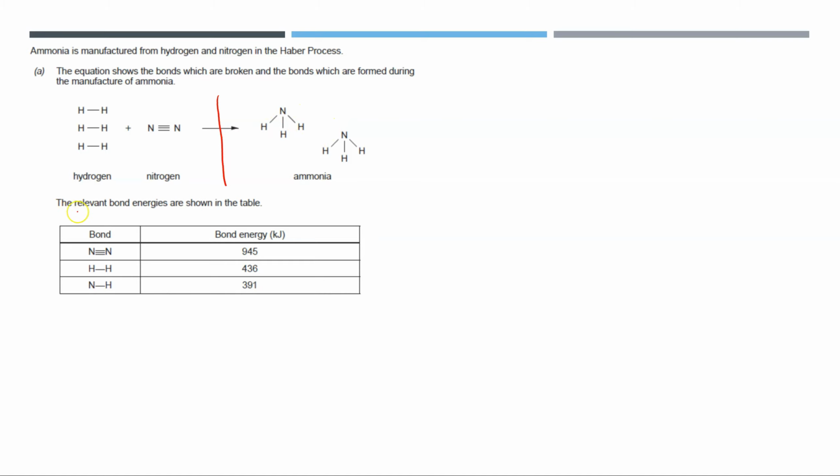And then underneath it says relevant bond energies are shown in the table. So you have a list here of the bonds and how much energy it takes to break or form each of those bonds. If we look at a nitrogen to nitrogen triple bond, it takes 945 kilojoules of energy. We've got hydrogen to hydrogen, a single bond, and that is 436 kilojoules of energy.